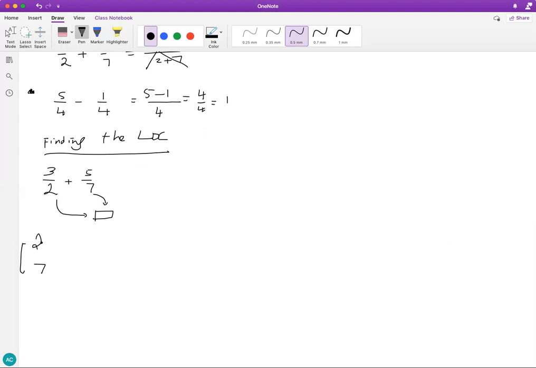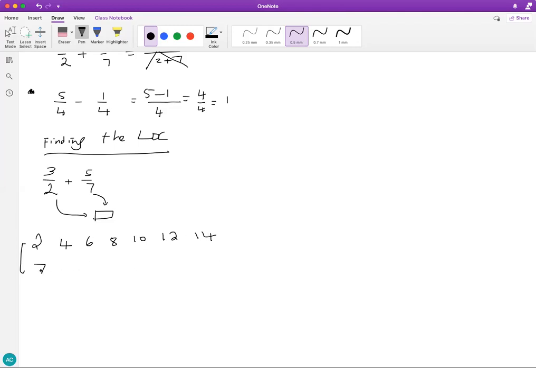The first multiple of 2: if you add 2 to 2, you get 4. The next one? 6. Then 8, 10, 12, 14, and so on. So these we'll call multiples. You just keep adding 2. Then you go to the other denominator and you do the same thing until you find a common number.